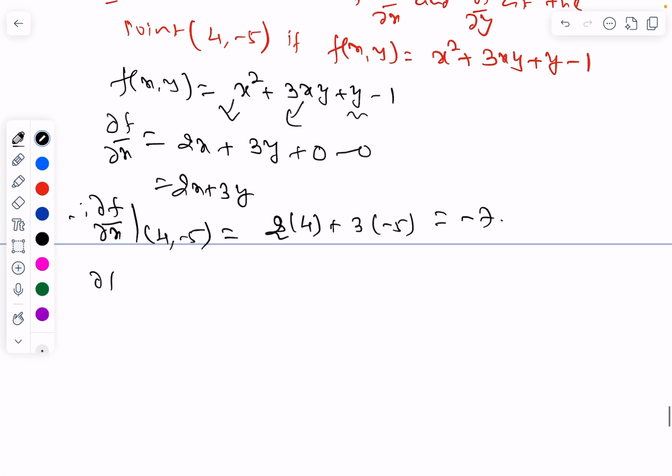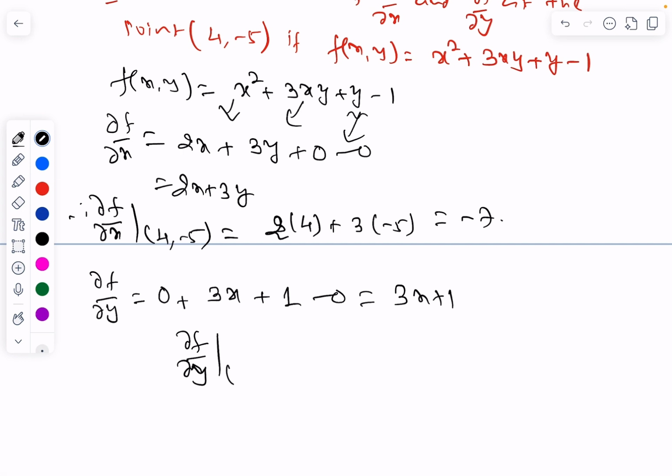Same way, we find del f by del y. So the derivative of x square is 0, because with respect to y we are taking the derivative, so we treat x as constant. 3x, and the derivative of y is 1. The derivative of y is also 1 here. And the derivative of minus 1 is 0. So we have 3x plus 1. So del f by del y at the point (4, minus pi) is 3 into 4 plus 1. So that is nothing but 13.